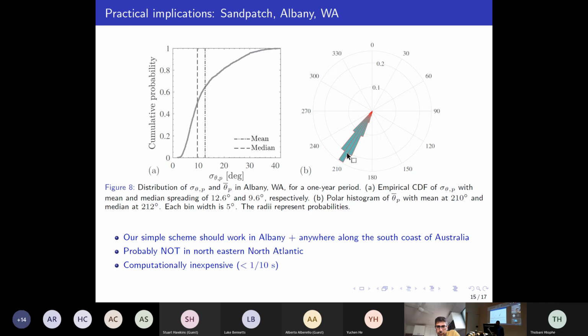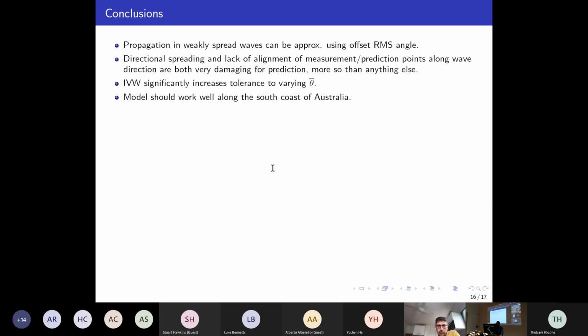So we can apply this model in Hlophe and anywhere along the south coast of Australia, but we don't think it can work in the northeastern North Atlantic. And the computational time is less than 1/10 of a second.